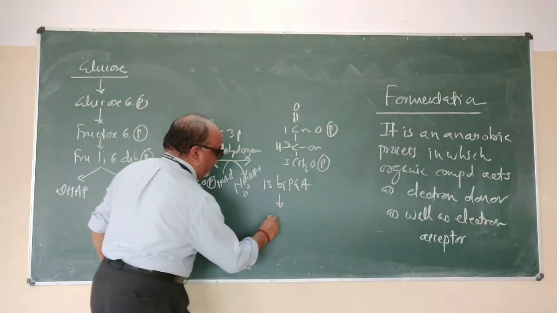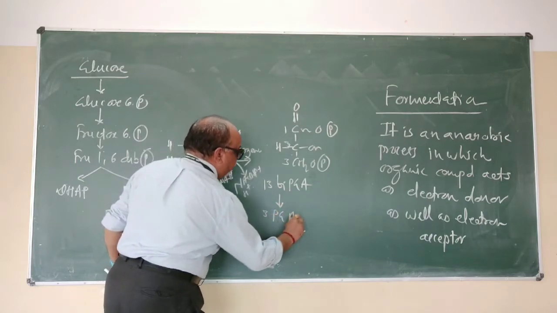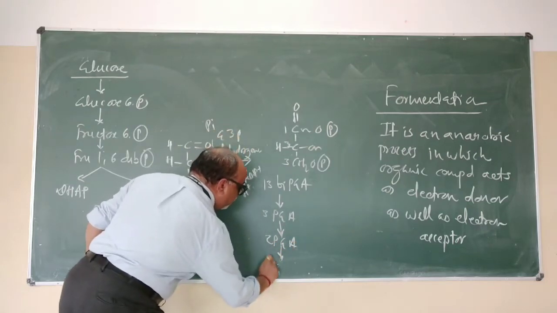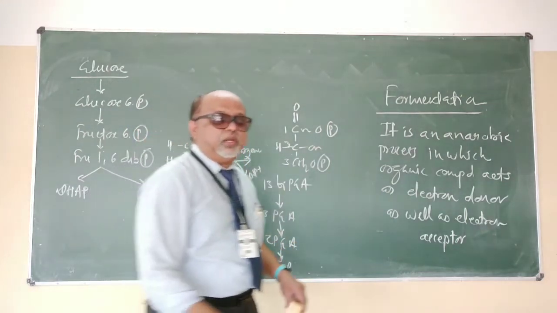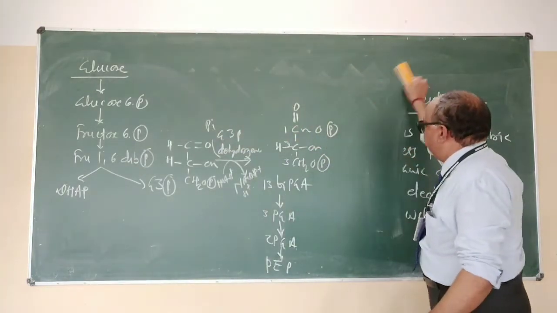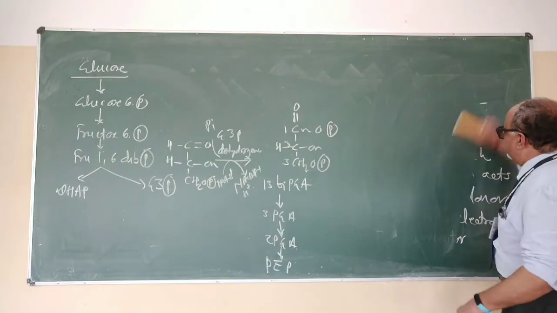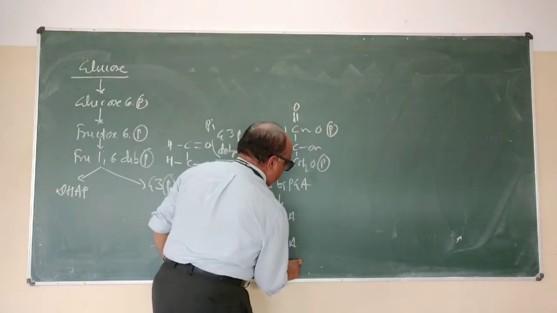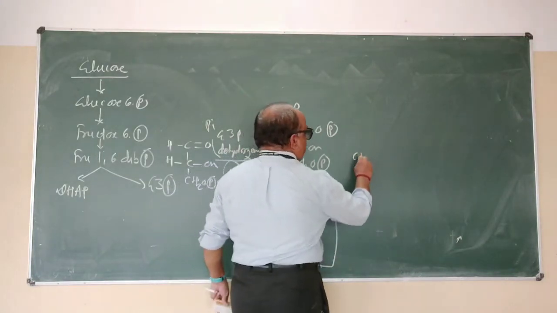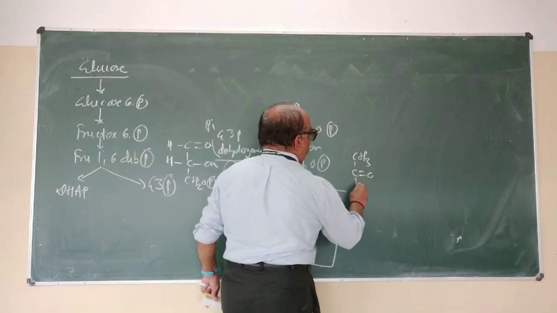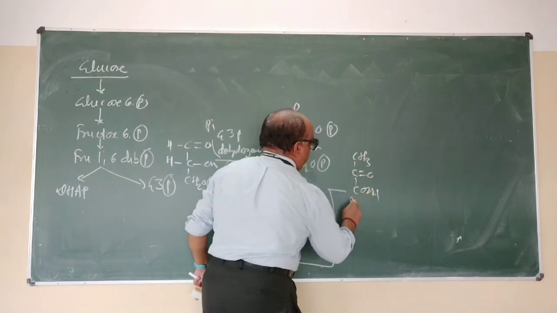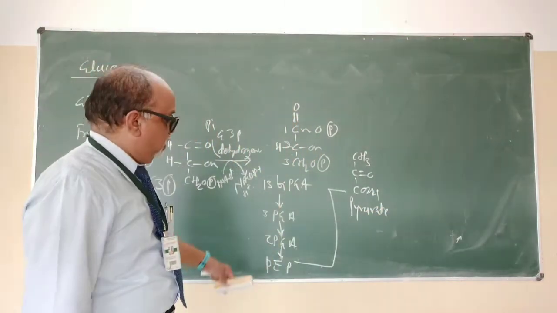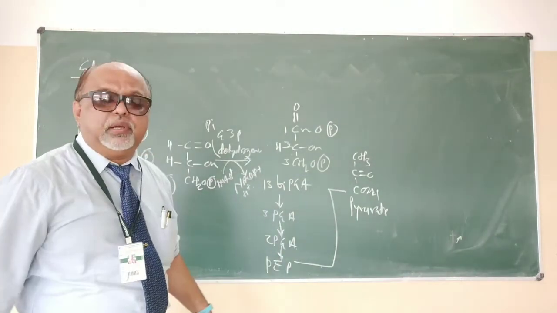Then 1,3-bisphosphoglycerate is converted to 3-phosphoglycerate, 3-phosphoglycerate is converted to 2-phosphoglycerate, and 2-phosphoglycerate into phosphoenol pyruvate. The last product formed from phosphoenol pyruvate is pyruvic acid, CH3 C double bond O COOH. This is known as pyruvate, formed from PEP by the enzyme pyruvate kinase.